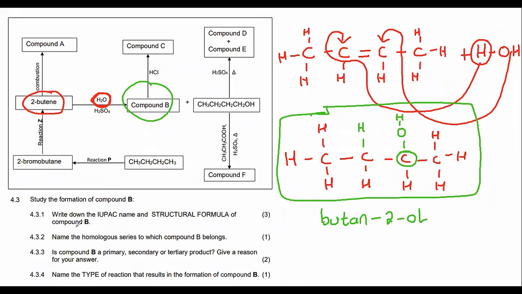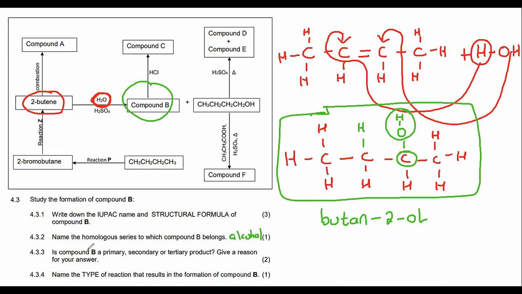Right. Question 4.3.2 says name the homologous series. Now, Kevin, what the hell is a homologous series? Guys, a homologous series is like alcohol, haloalkane, alkene, alkyne, aldehyde, ketone. All of those are homologous series. So it's like the type of molecule. So this is definitely an alcohol. So we can just say here, alcohol.